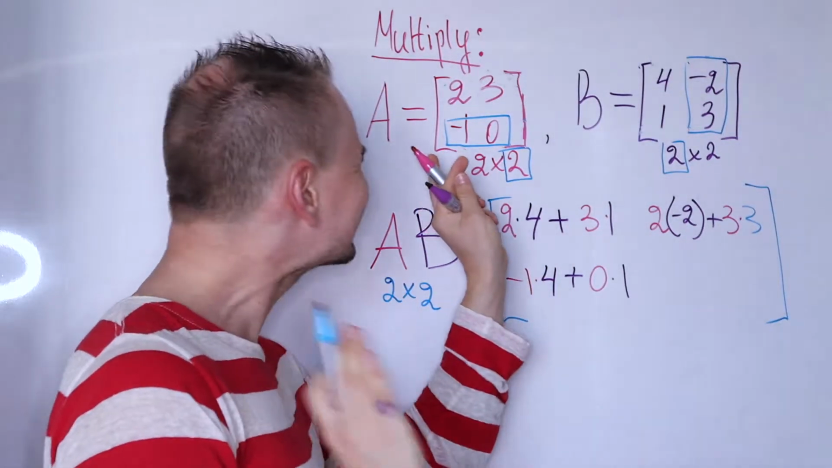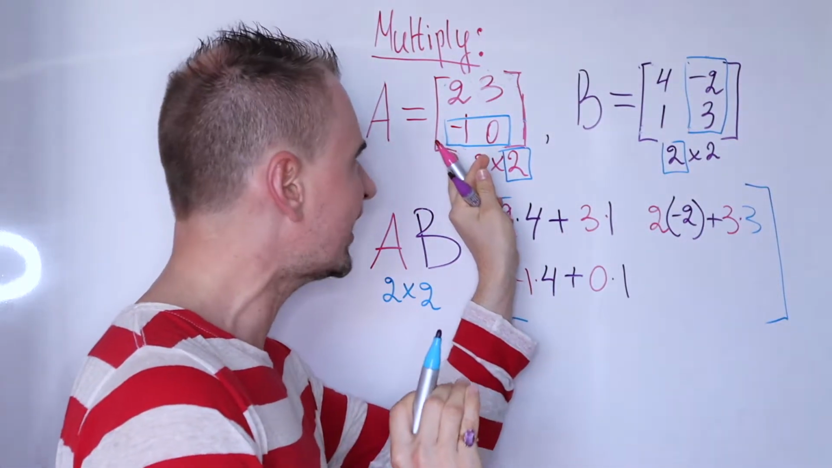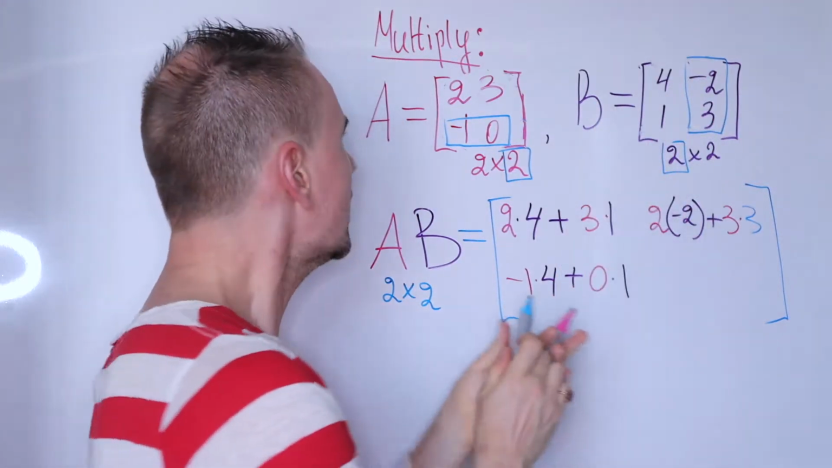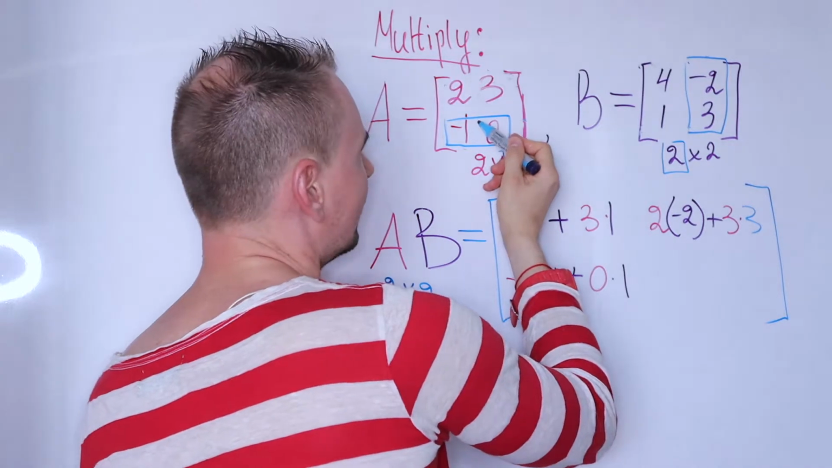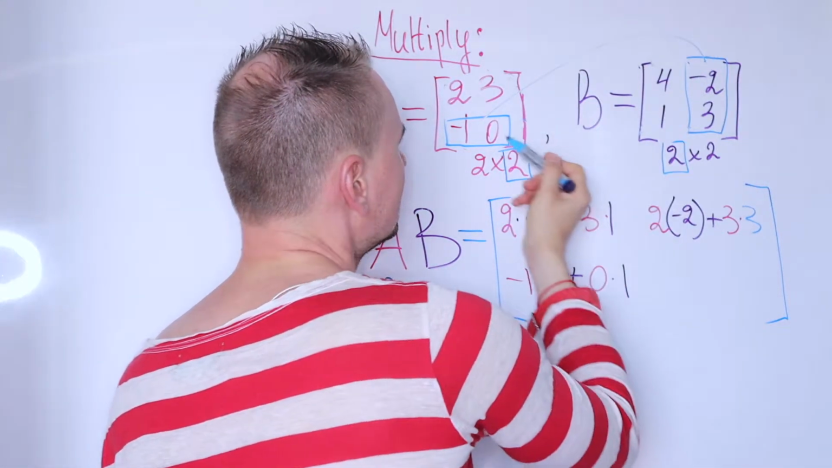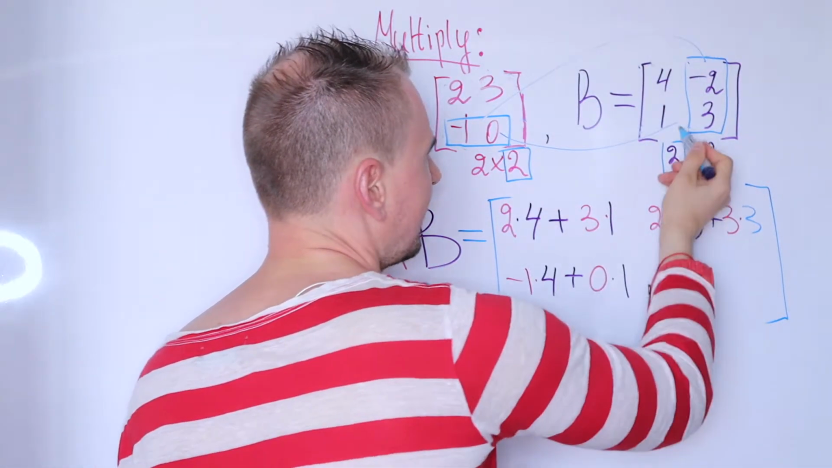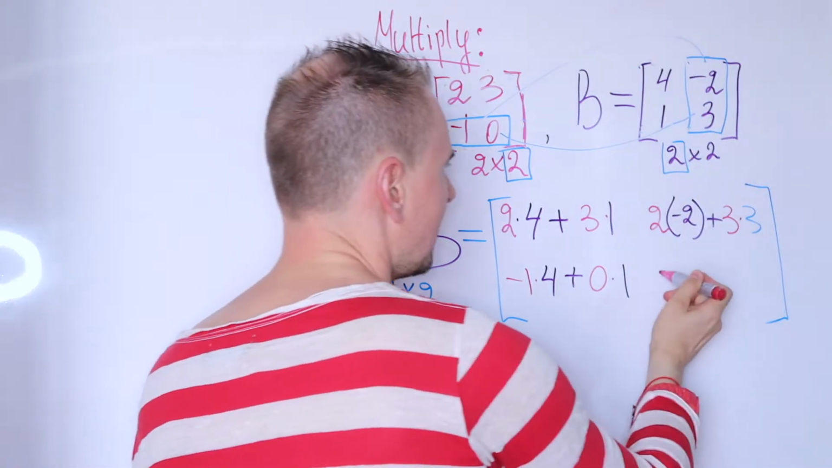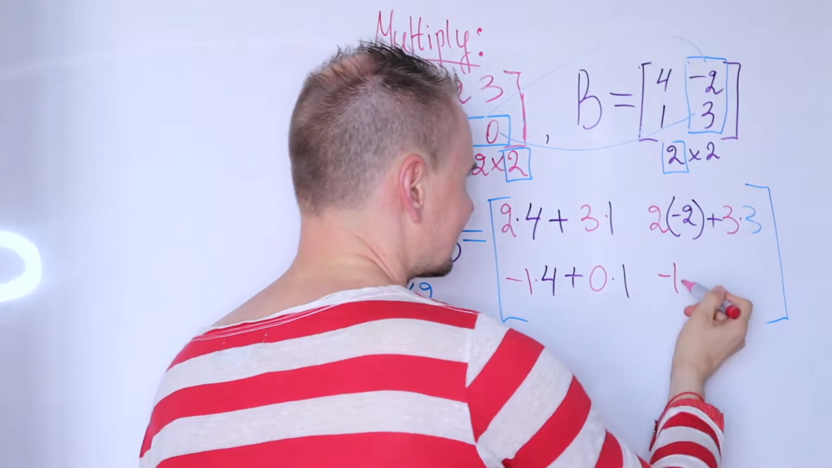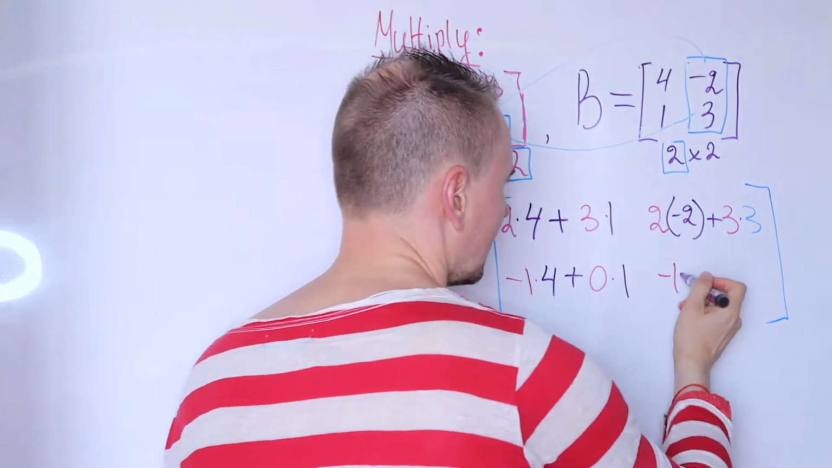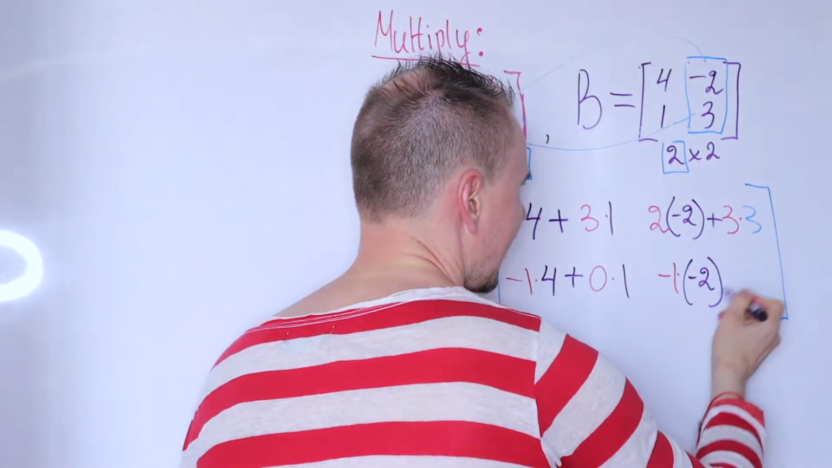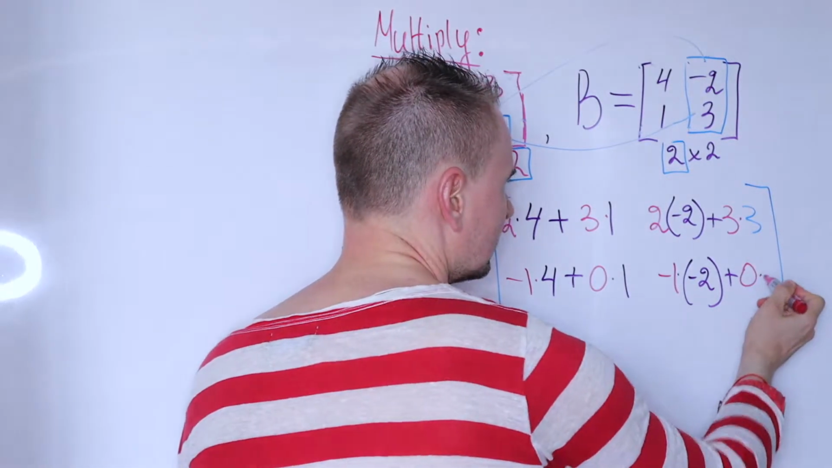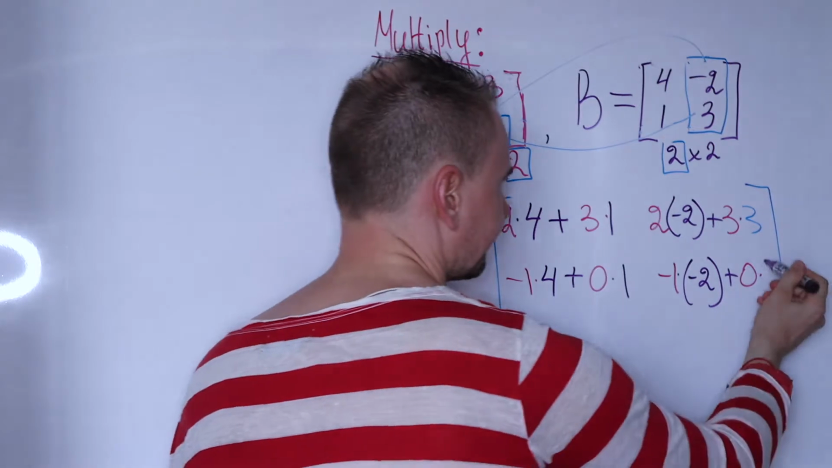Now, we're moving on to the second row in the first matrix, and we do the same with the second row in the matrix A, with the second column in the matrix B. So minus 1 we multiply by negative 2, and 0 we multiply by 3, and we add their products. So again, minus 1 times negative 2, and we add 0 times 3.